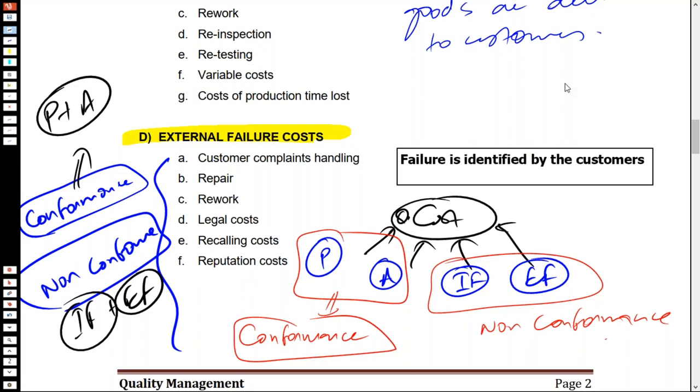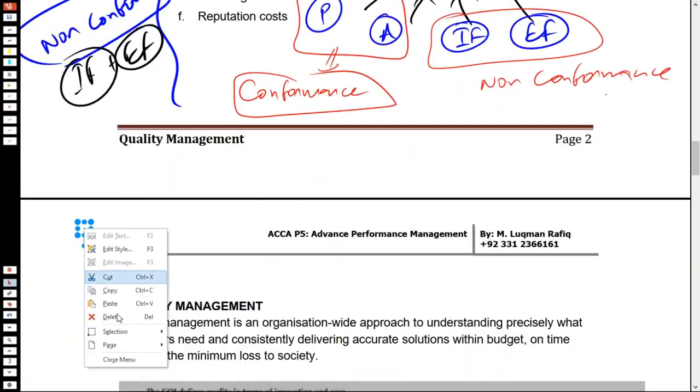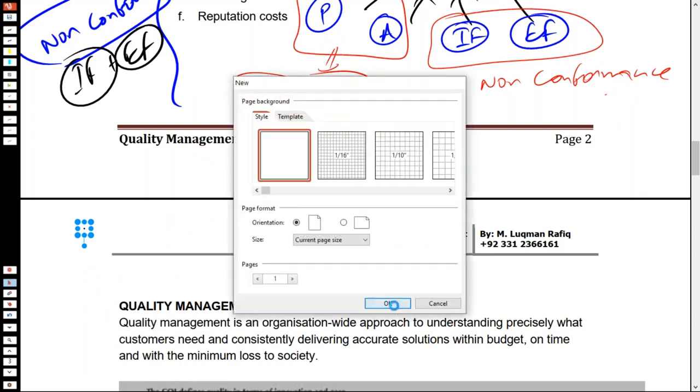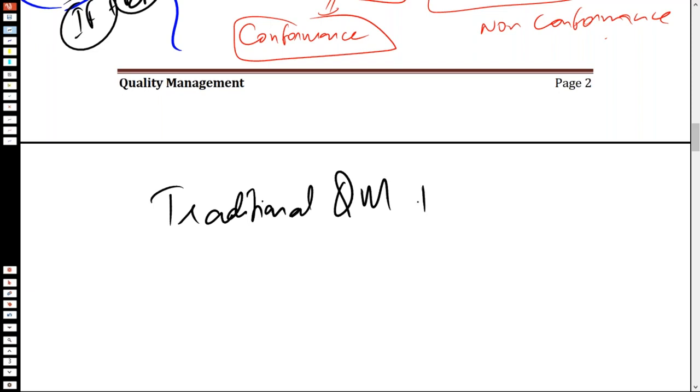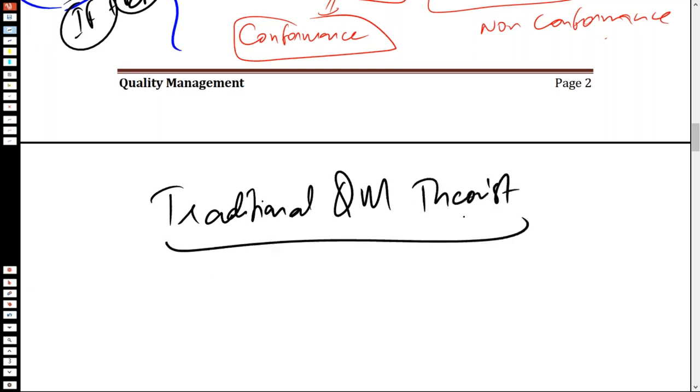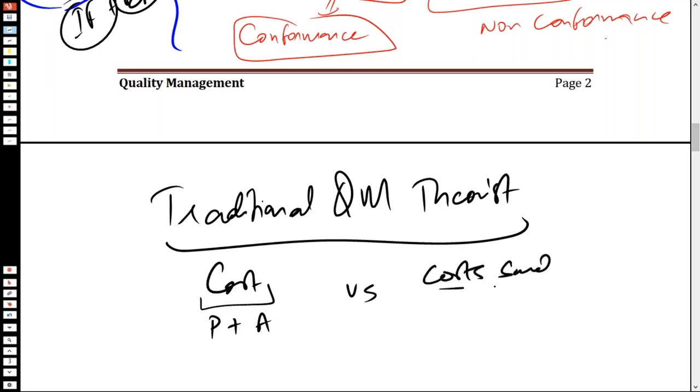Now, what you need to understand with respect to the entity is the viewpoint that the traditional quality management theorists had. What was their viewpoint? They said you need to compare the cost incurred for the prevention and the appraisal with the cost saved for the internal failure and the external failure. I repeat, their viewpoint was that you have to compare the cost incurred in the prevention and appraisal phase with the costs being saved with respect to internal and external failure.